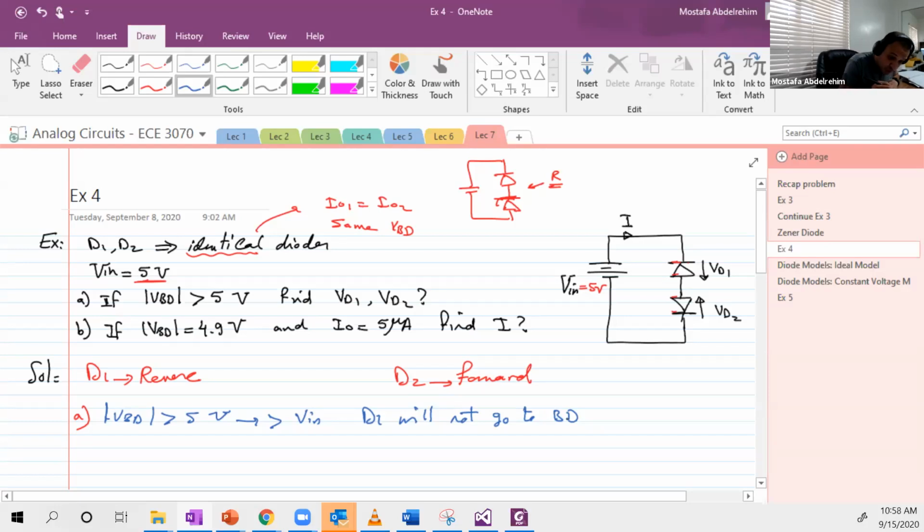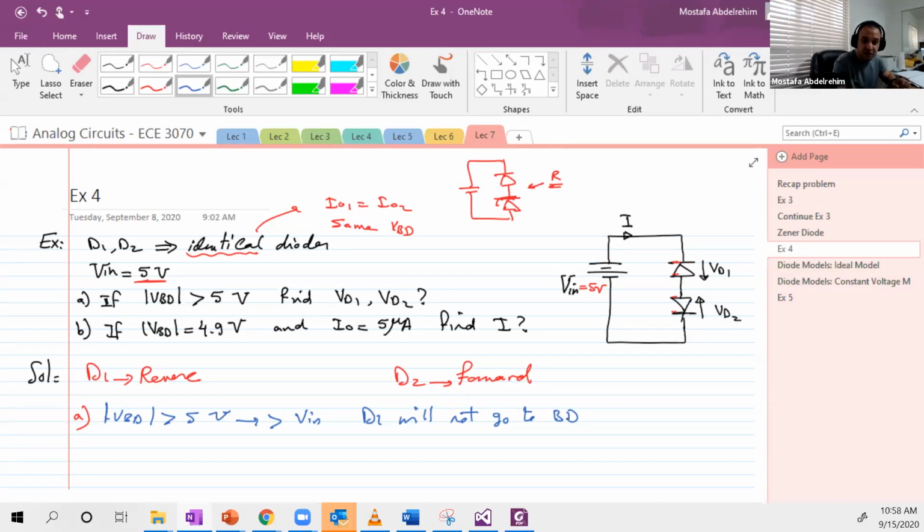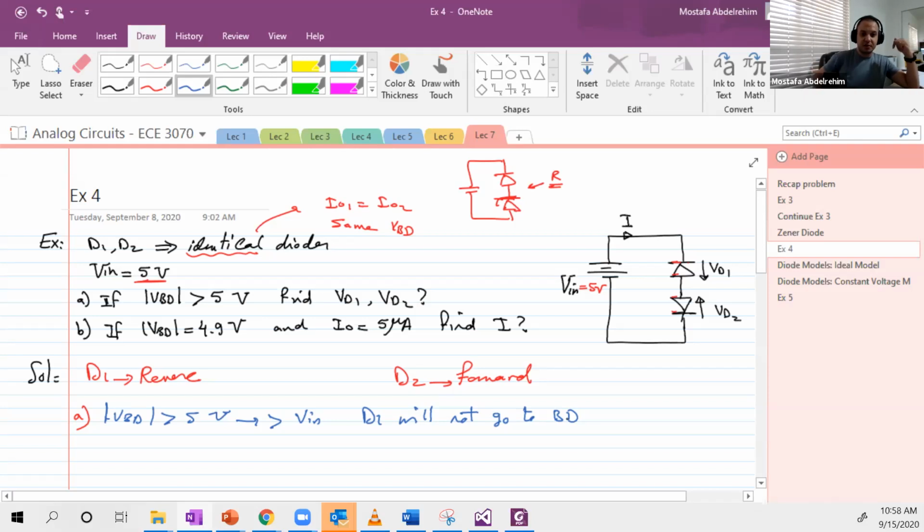So now we have two diodes. One is forward and one is reverse. And we know that D1 is not in breakdown. So its current should be at maximum minus I naught 1 as a magnitude, a very small current. Although D2, which is forward, can have very large currents.